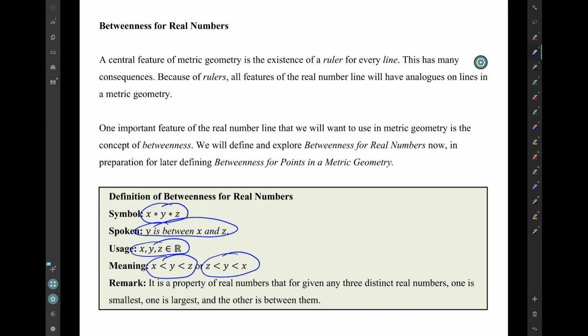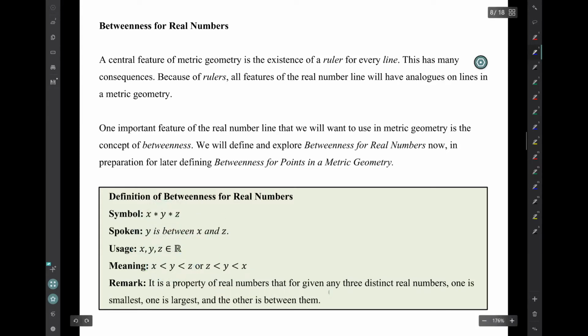Now, a quick remark: it's a property of real numbers that for any given 3 distinct real numbers, there's exactly one smallest, one largest, and the other is in between those two. So given 3 distinct real numbers, there's always going to be exactly one that you can say those words about: y is between x and z.